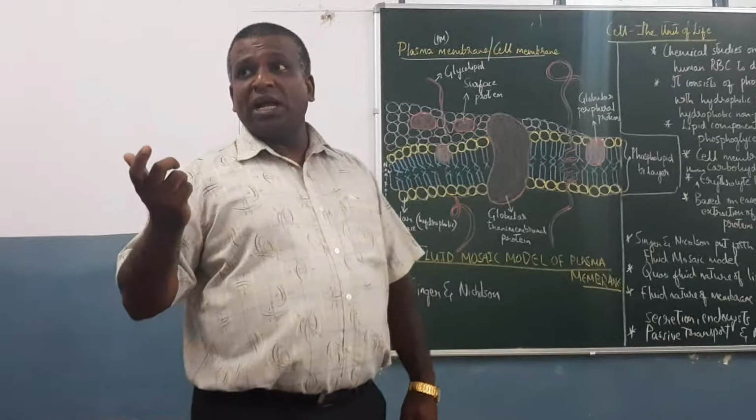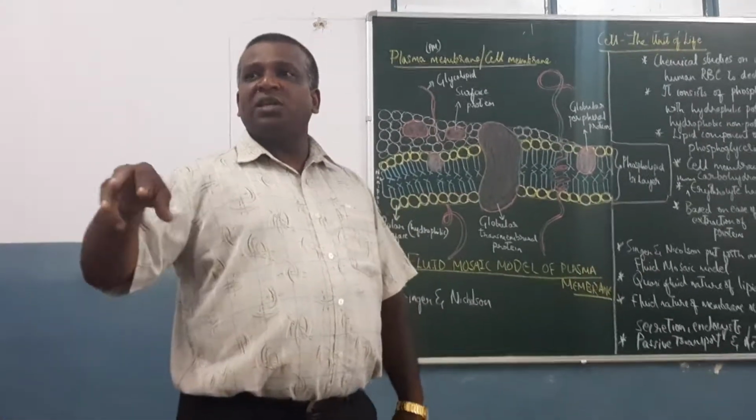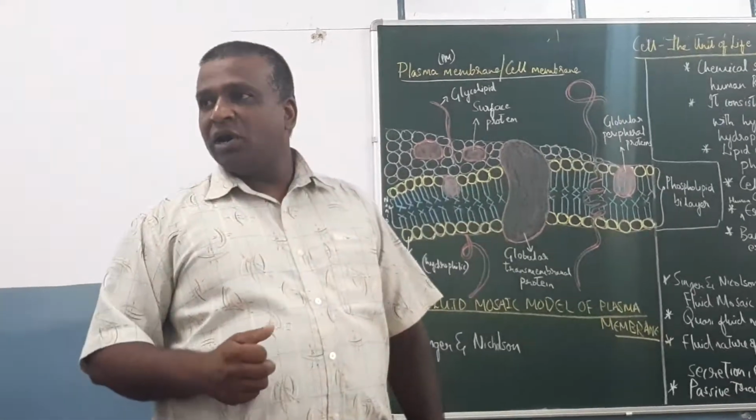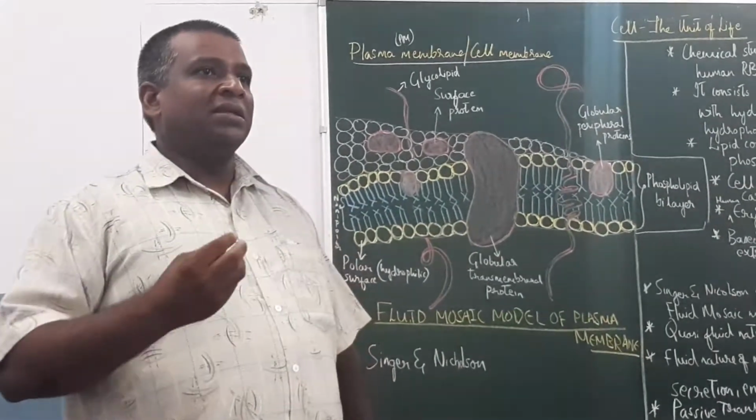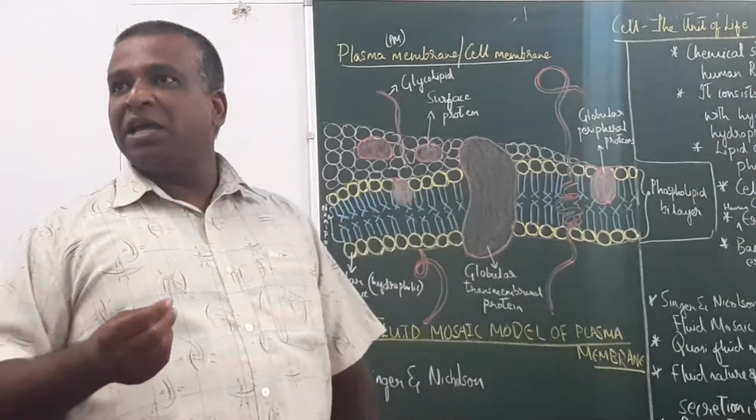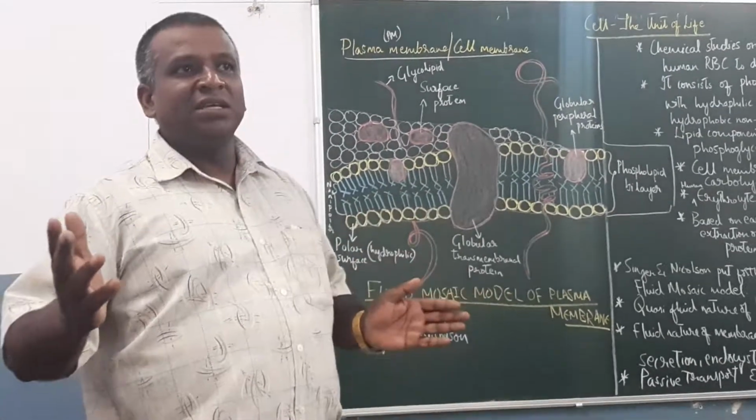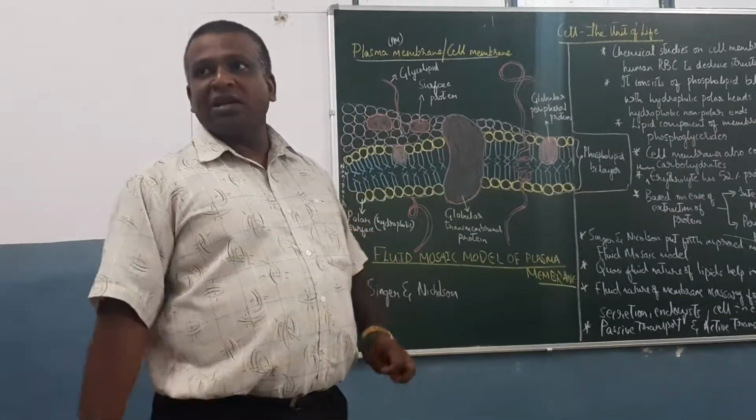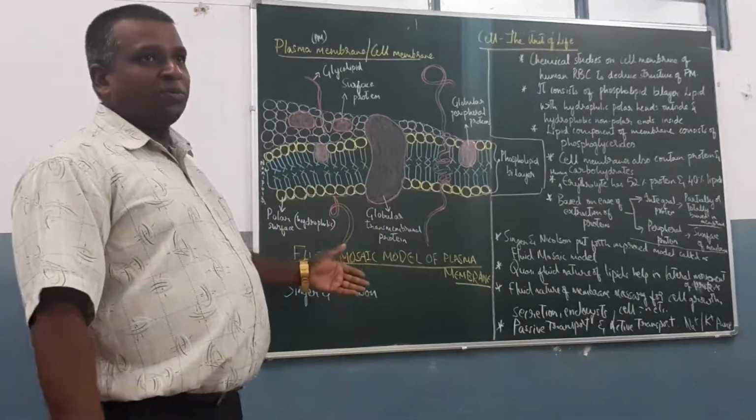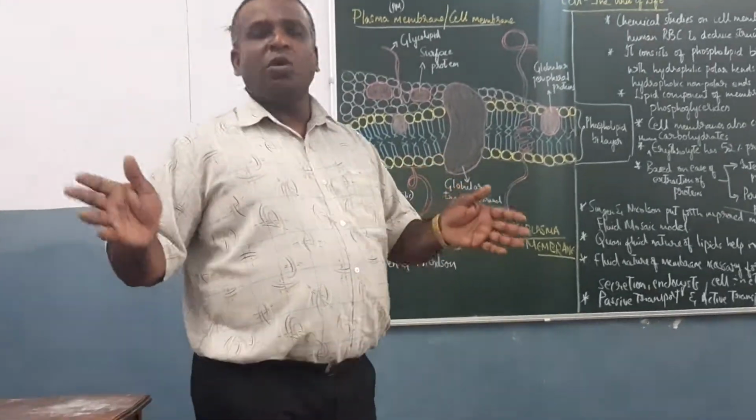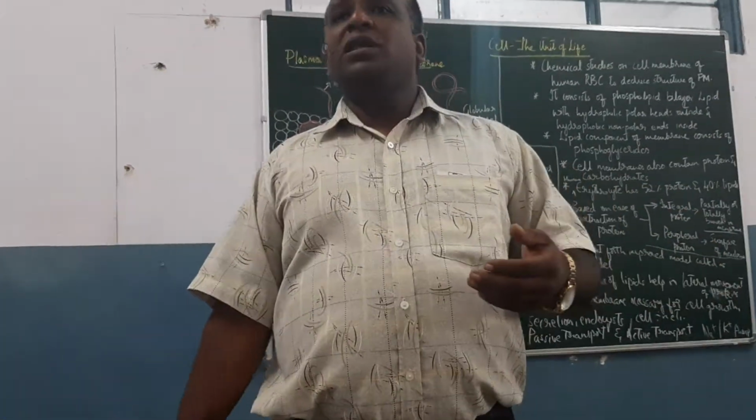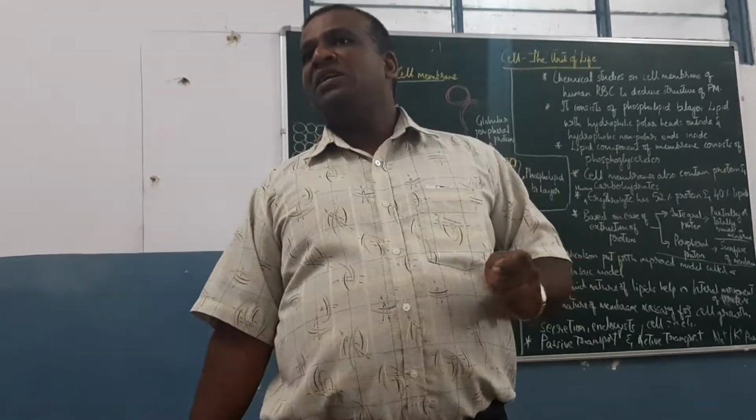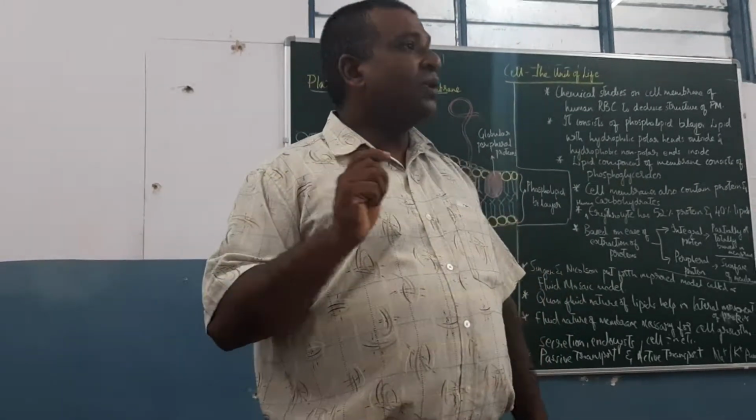Then imbibition, you know that. It is the surface absorption of water by hydrophilic colloidal substances. Imbibition, the germination of seeds is an example for imbibition. They increase in size during the rainy season because, again, of imbibition, water enters. Then there is passive transport. Passive transport, active transport, what is the difference? In passive transport, there is going to be no expenditure of energy. In active transport, there is an expenditure of energy in the form of utilization of ATP.